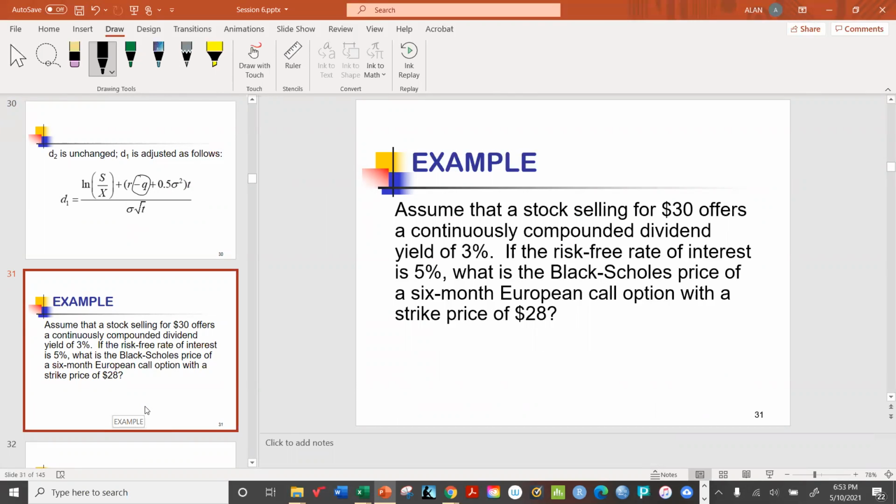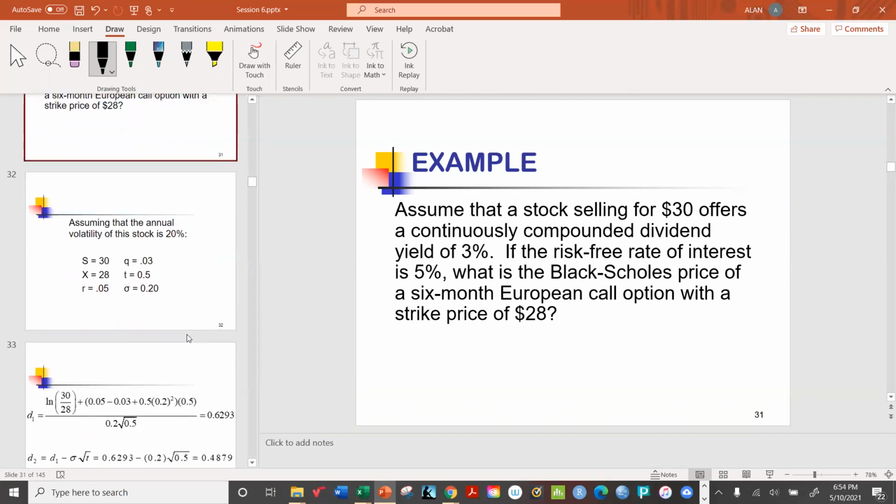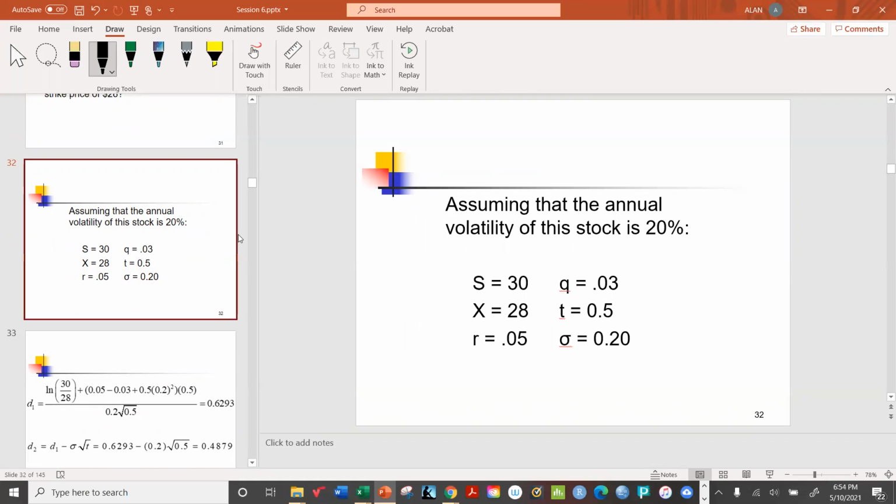Okay, what that does is it actually reduces the value of a call because the owner of the call is not receiving those dividends. On the other hand, it's increasing the price of a put because that forces the price down. So the risk-free rate is 5%. What's the Black-Scholes price of a 6-month European call option with a strike of 28? So, one more detail. The volatility is 20%. So this is what we need to plug into our model. One more thing, don't forget time is measured in years. Therefore, it would be listed as 0.5. The rest of these are annual numbers. They're automatically adjusted in the model.